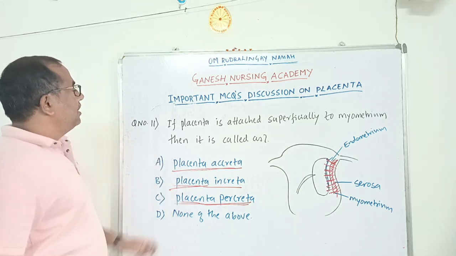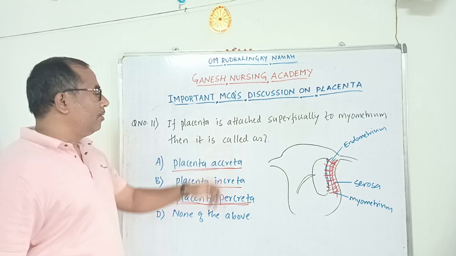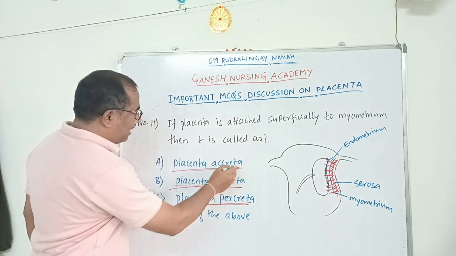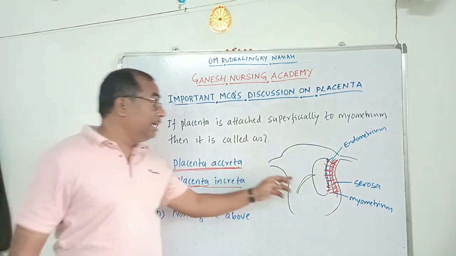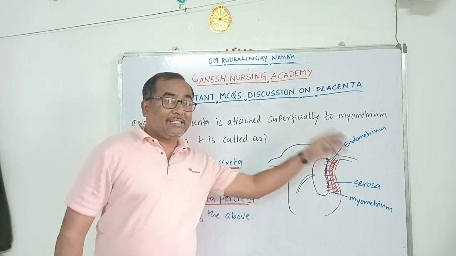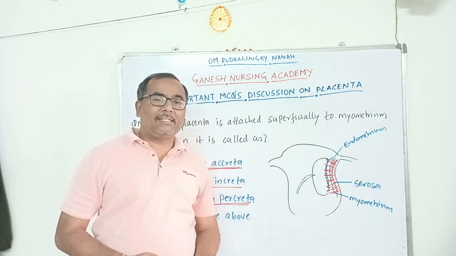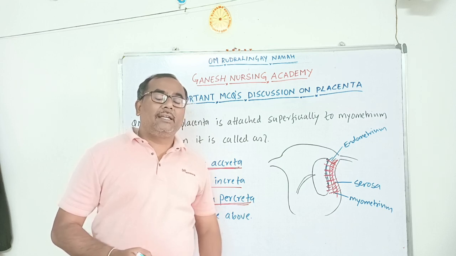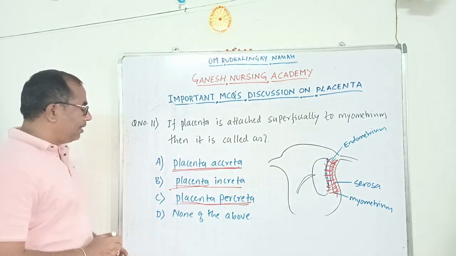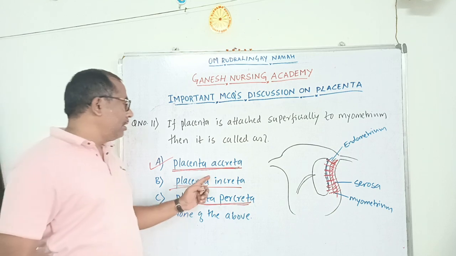Here, the question they asked is, if the placenta is attached superficially to the myometrium, what is it called? When the placenta attaches superficially to the myometrium, it is called placenta accreta. When it attaches deep to the myometrium, it is called placenta increta. When it attaches beyond the myometrium into the serosa layer of the uterus, it is called placenta percreta. So the answer is placenta accreta, where the placenta is superficially attached to the myometrium.